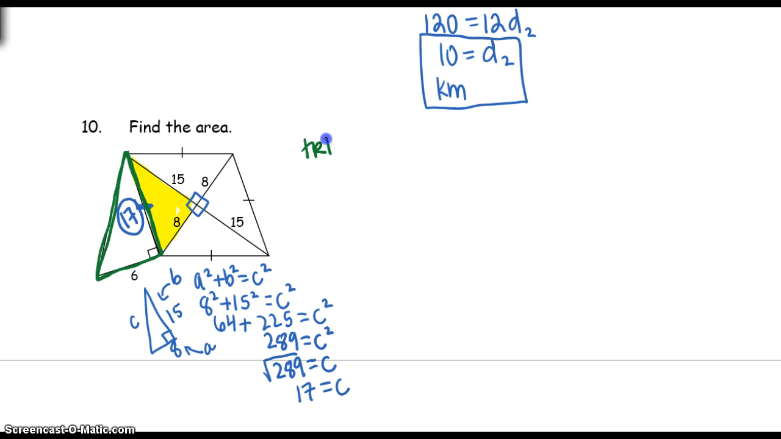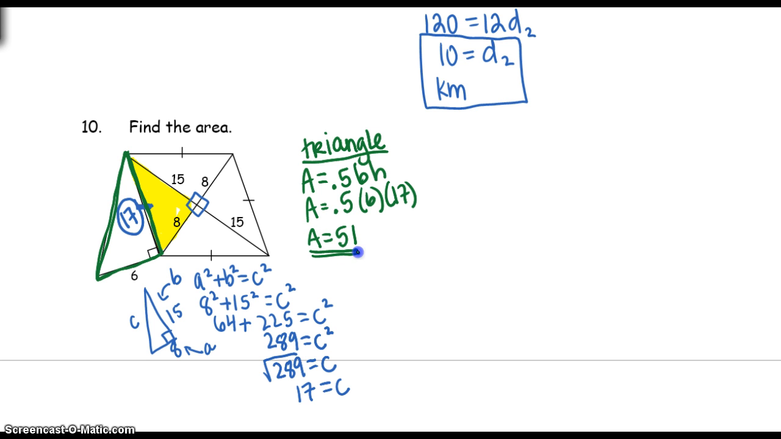So I just highlighted that triangle in green so you can see what's really going on. Our triangle is going to be half times base times height. So A equals 0.5. What's our base? 6. What's our height? 17. And when we type all of that into the calculator, we end up getting 51. So there's the area of our triangle.